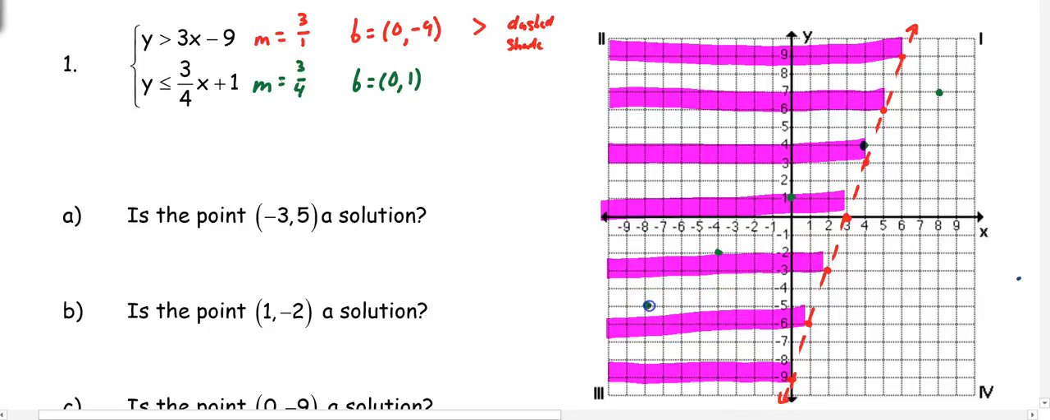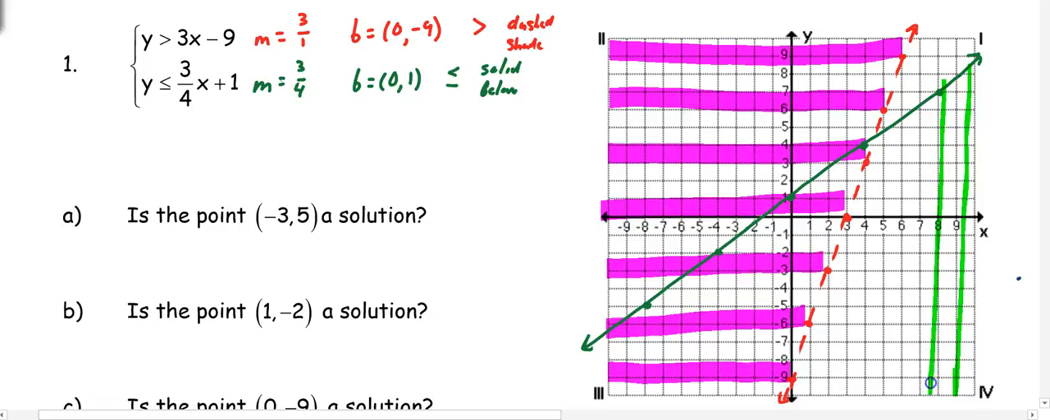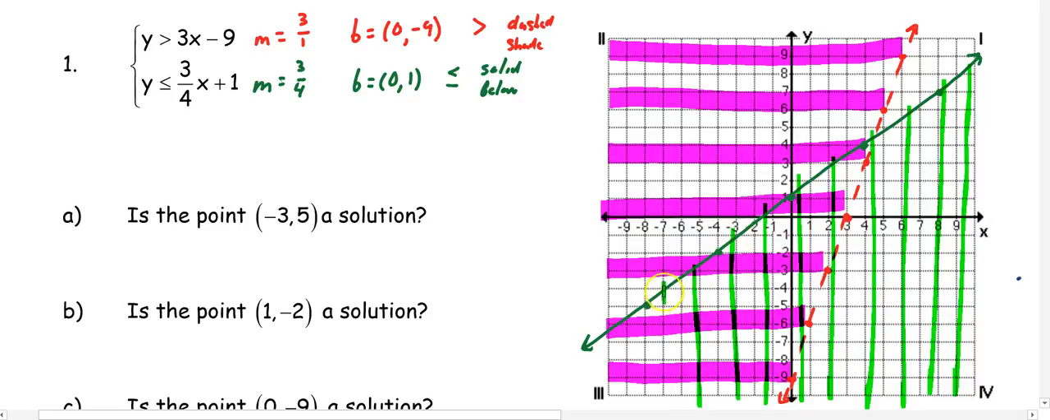Now, looking at the sign, it's a less than or equal to, so that means it's going to be a solid line, and that we are going to shade below. So I'm going to connect those green points. And then I'm going to shade below my graph. So this time I'm going to use vertical stripes. And I can start to see where those colors are blending together to see my overlapping shaded region.